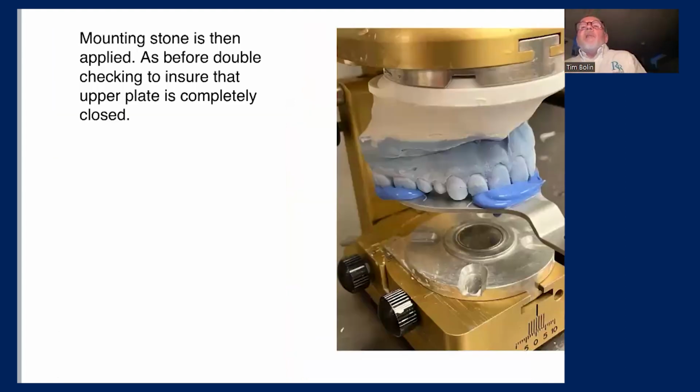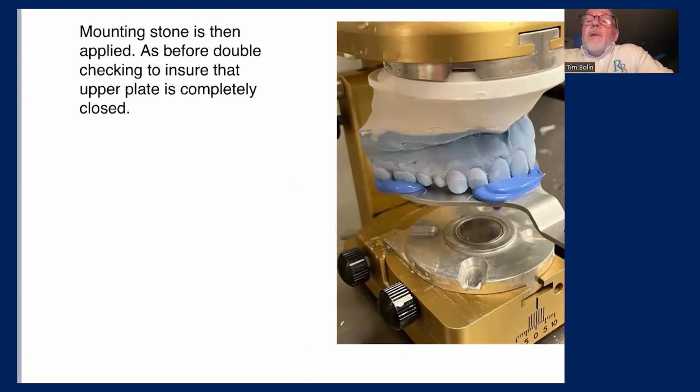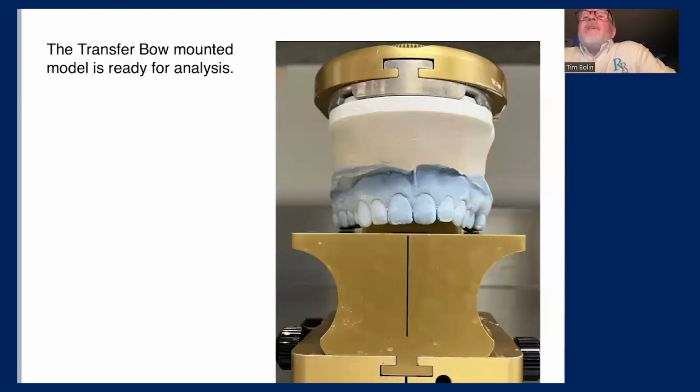Mounting stone is then applied, and as before, we're always double checking to make sure the upper plate on the Aculiner is completely closed and the vertical column is set at 0. This transfer model is ready to be analyzed.